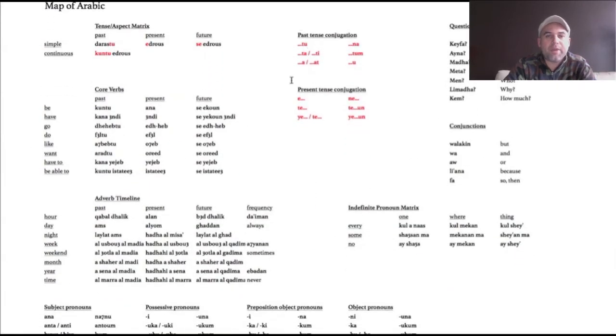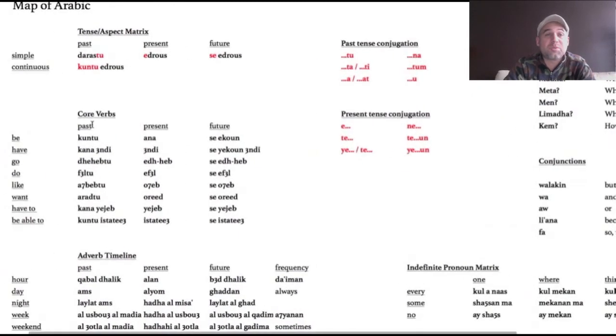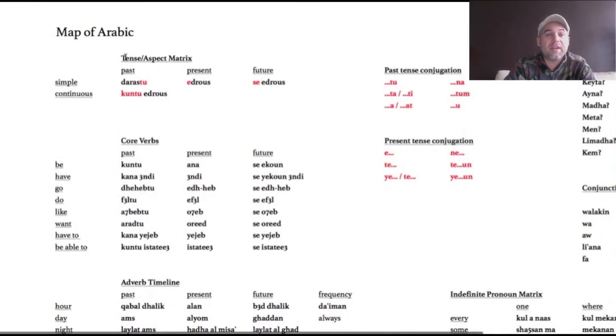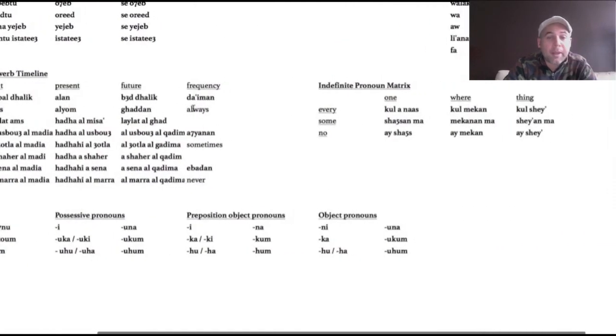And finally, your map of Arabic with a little bit of a conjugation chart. Here it's actually quite simple in Arabic. Arabic in some ways is more simple than other languages. It doesn't even have as much going on in the tense aspect matrix. There's no conditional, there's no perfect. It's quite simple, actually. And all of that.